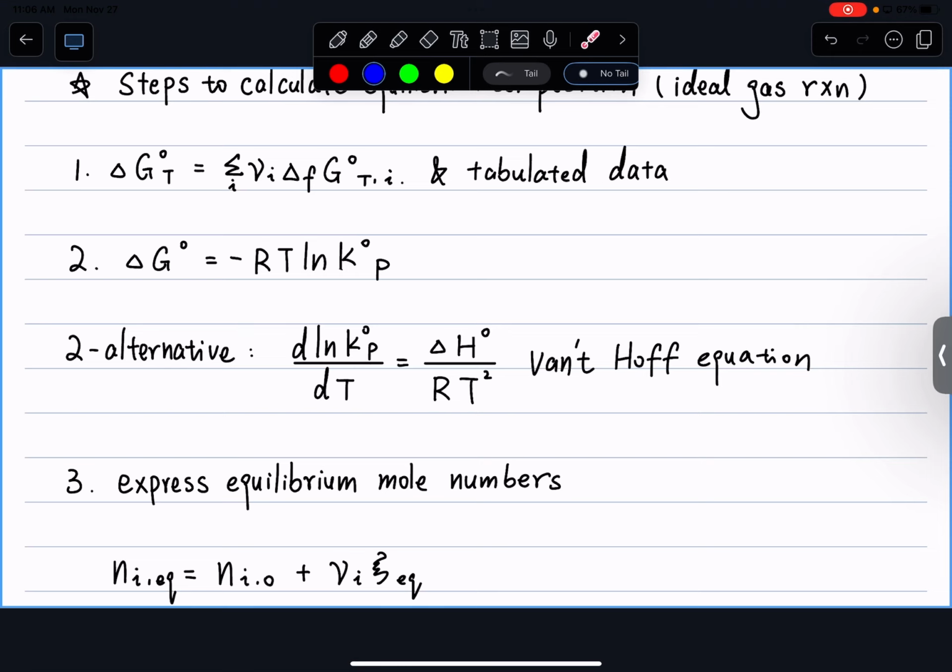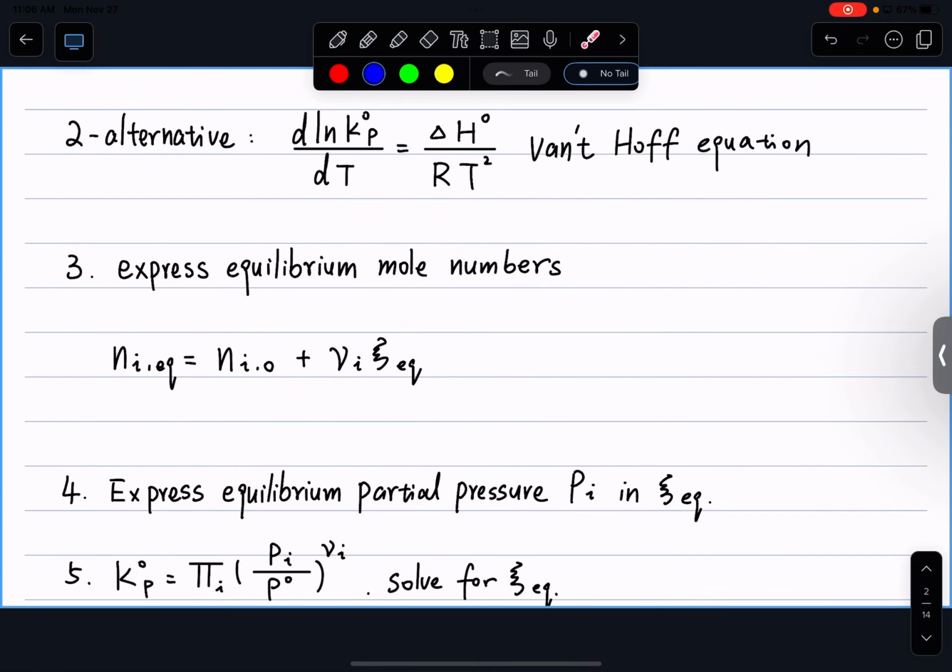Next up is to express your equilibrium mole number. So this part, let's review a little bit on what each of the terms mean, and we'll see an example together. It's actually pretty straightforward. Now, on the left-hand side, this N_i equilibrium, that's the number of moles, or number of moles, N mole, of species i at equilibrium.